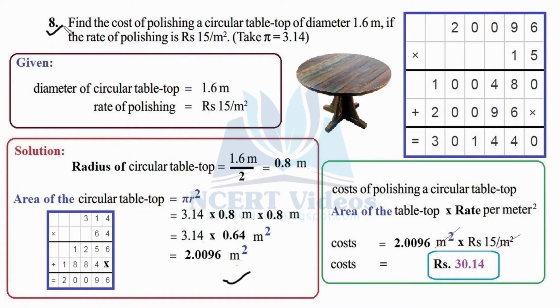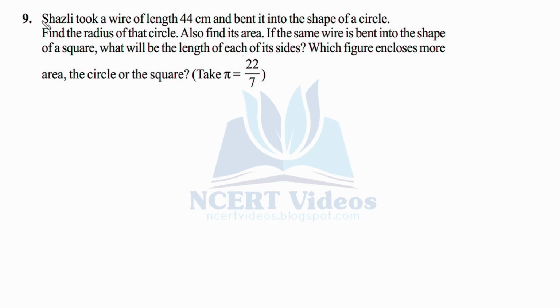That's the 8th question. Question 9. Shazli took a wire of length 44 cm and bent it into the shape of a circle. Find the radius of that circle. Also, find its area. If the same wire is bent into the shape of a square, what will be the length of each of its sides? Which figure encloses more area, the circle or the square?